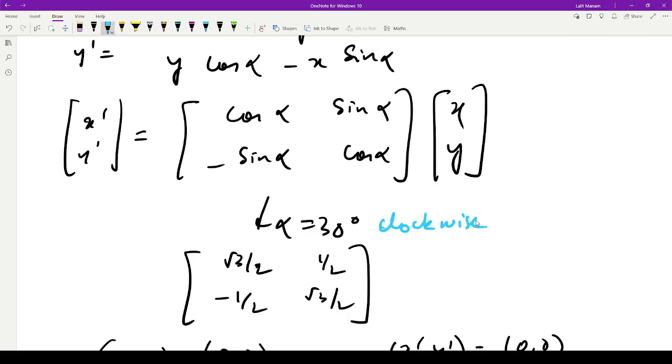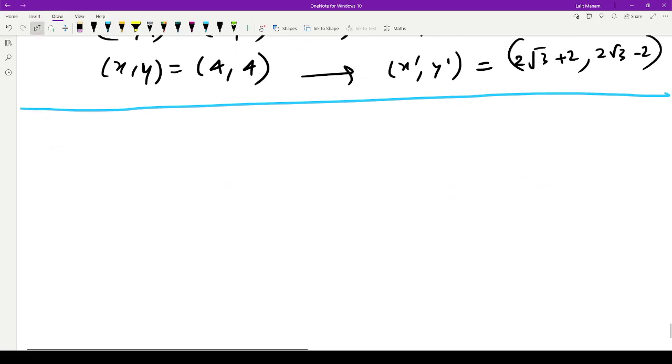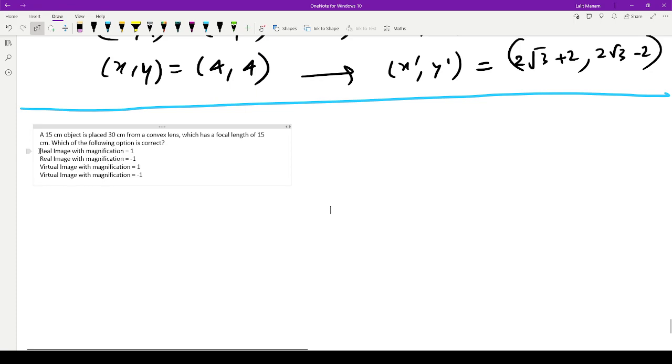I think this can be copied. So there are four options given to you. A 15 centimeter object is placed 30 centimeter from a convex lens, which has a focal length of 15 centimeter. Which of the following options is correct? So you need to compute the magnification, right? What is the formula for magnification?